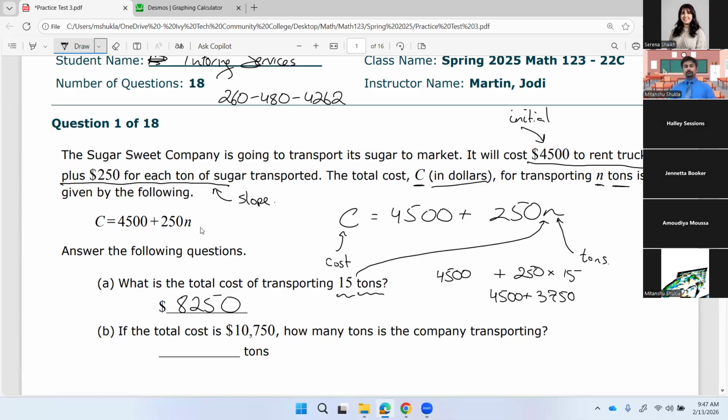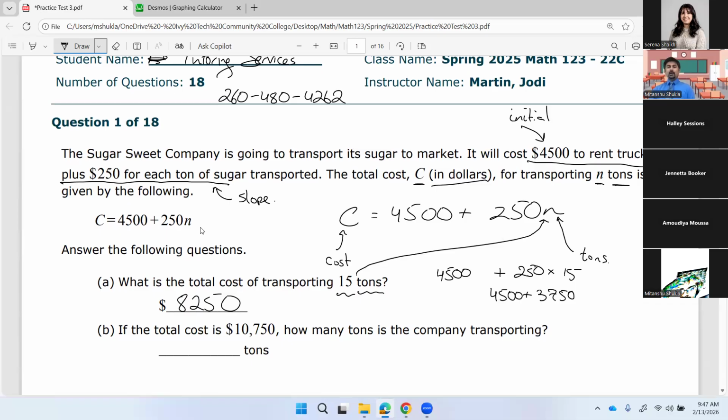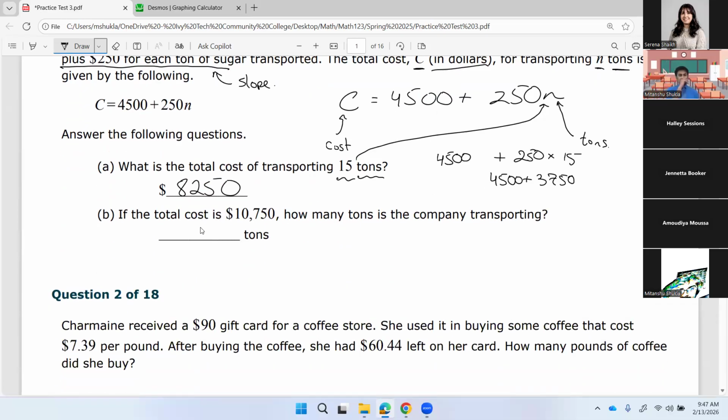We're moving on to B. Now they want to know if the total cost is $10,750, how many tons is the company going to be transporting? So this time around, that number represents what? It represents the cost. So what should I plug it in for?